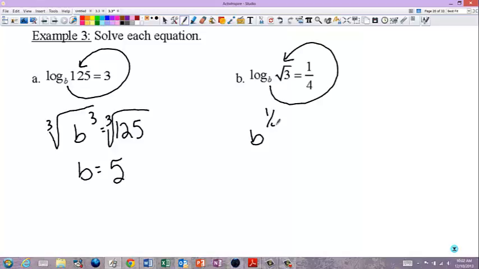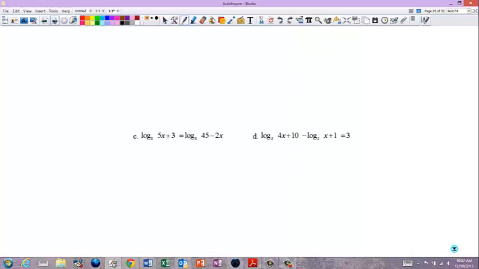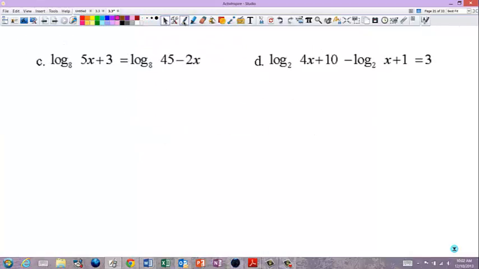This one, whoosh, b to the 1/4 equals the square root of 3. How do I get rid of this 1/4? I raise it to the 4th. So I've got b equals, the square root is really to the 1/2. And then 1/2 times 4 is 2. So b is 9. And these should really have parentheses around them.